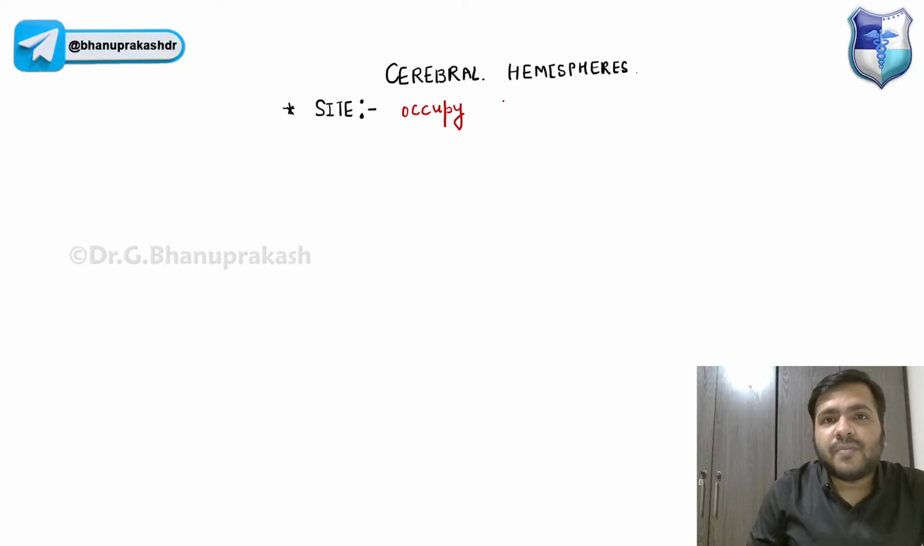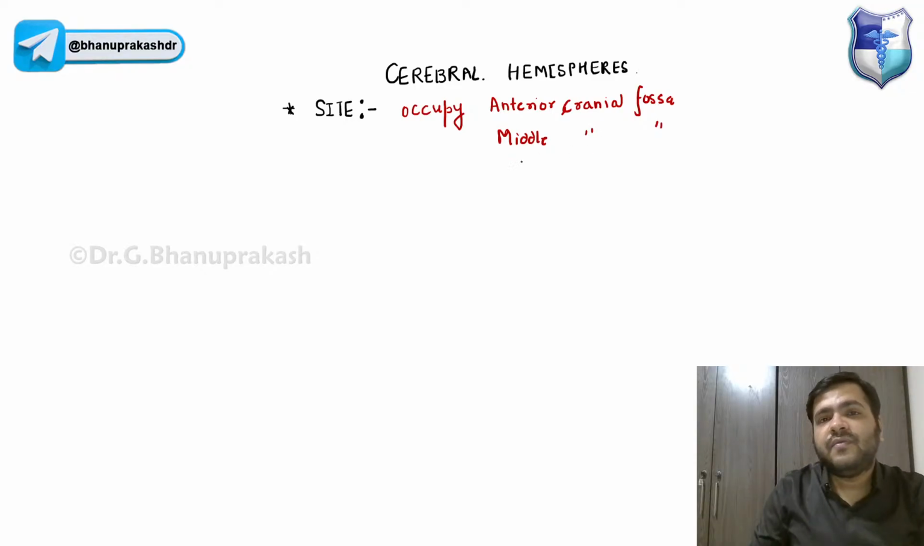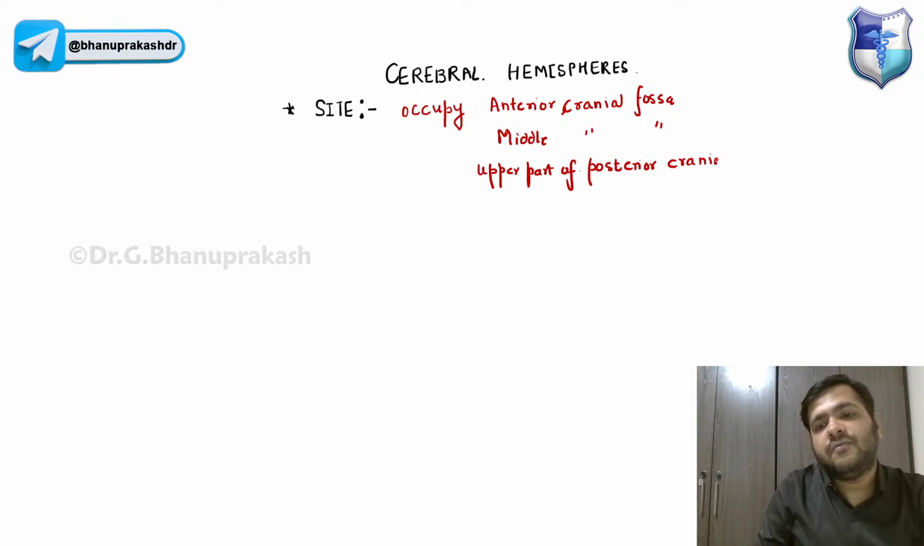So remember, they occupy the anterior cranial fossa. Then they occupy the middle cranial fossa. We have the cranial bones, right? So the anterior cranial fossa, which is composed of the cranial bones only, the middle cranial fossa. Then we have only the upper part of the posterior cranial fossa.